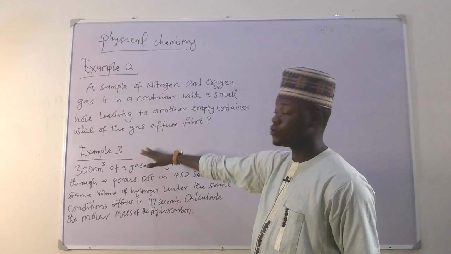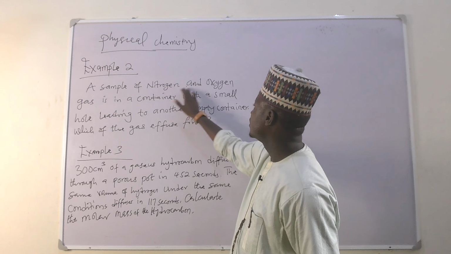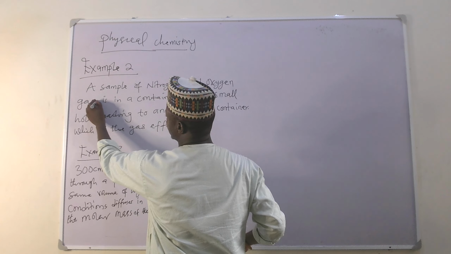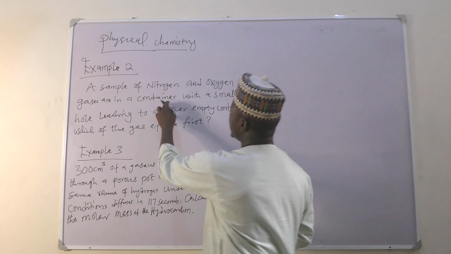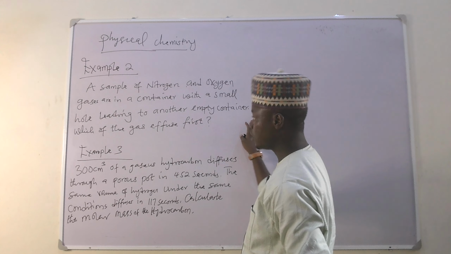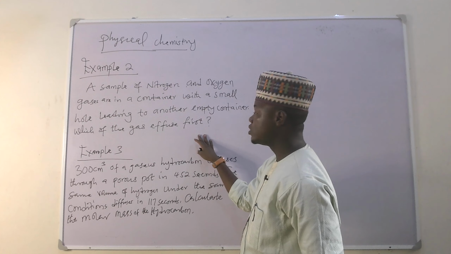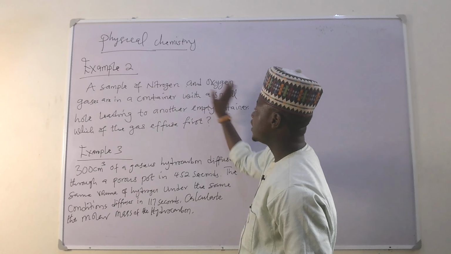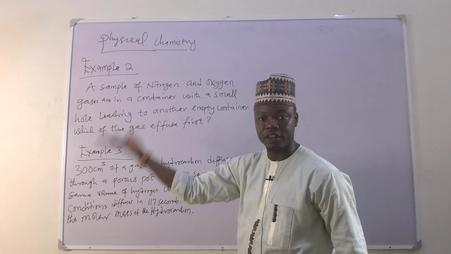So we have example 2 and example 3. Example 2 says that a sample of nitrogen and oxygen gases are in a container with a small hole leading to another empty container. Which of the gases diffuses first? So here we are talking about two gases, nitrogen and oxygen. So the question is, which of the gases will diffuse first?